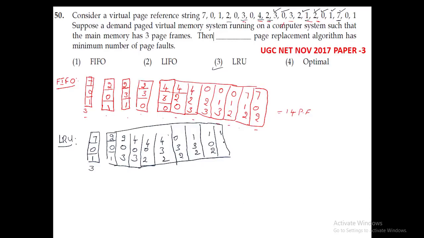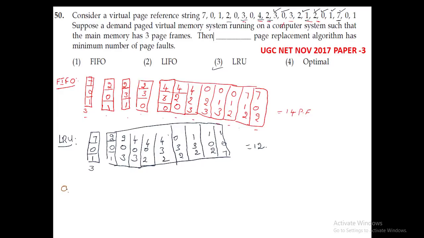In the place of 2 we have to write the 7. Now count the number of page faults. Initially there are 3 page faults, after that 3, 4, 5, 6, 7, 8, 9, 10, 11, 12. There are 12 page faults.